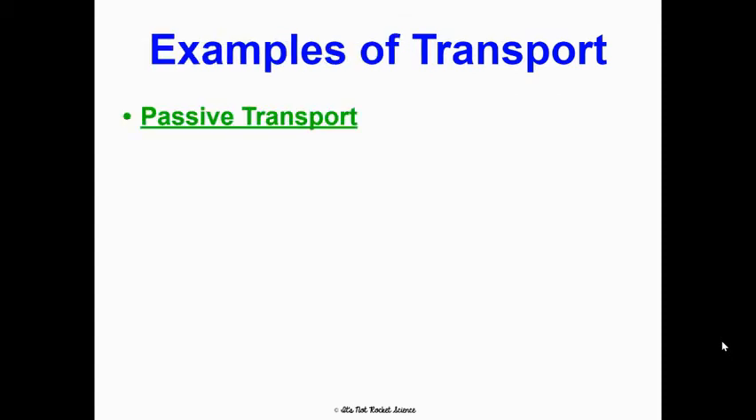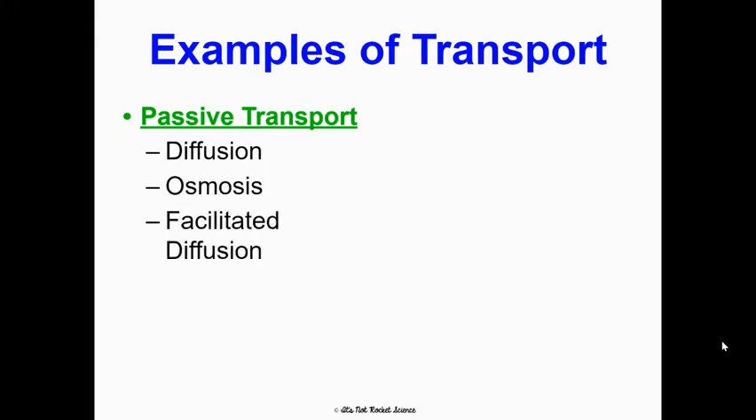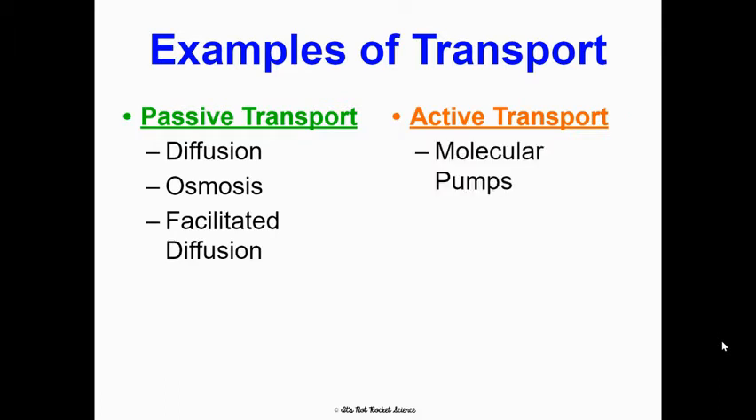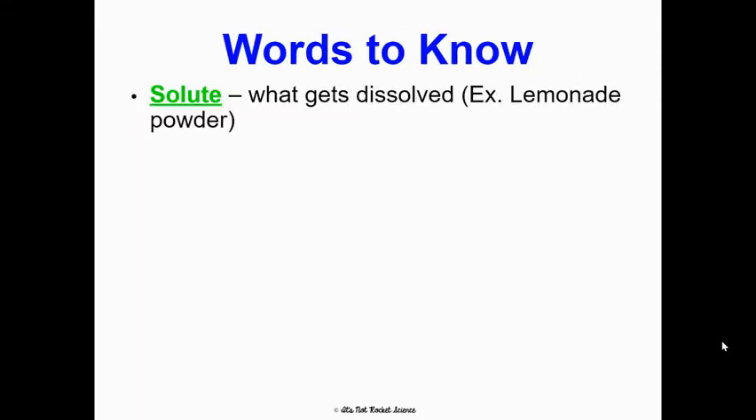Examples of transport. So, passive transport. One type of passive transport is diffusion, another type is osmosis, facilitated diffusion, and then the types of active transport we will talk about are molecular pumps, exocytosis, and endocytosis.